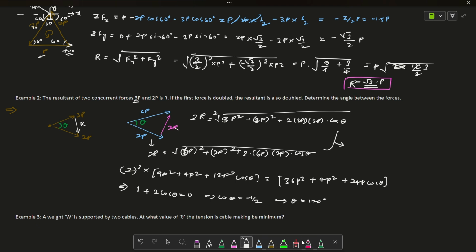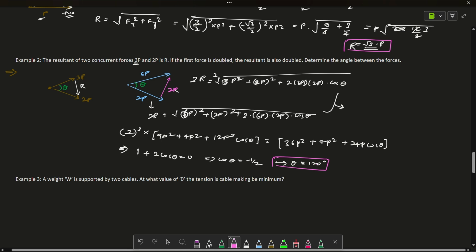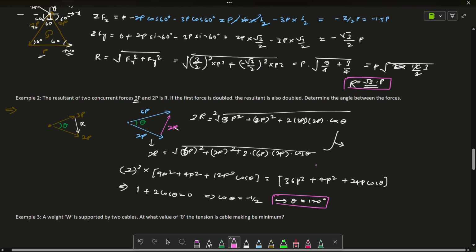So this is the answer for the second question. I hope this question is clear to you. This one is also a very easy question. I will gradually increase the toughness of the questions here.